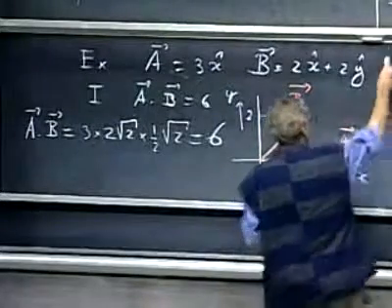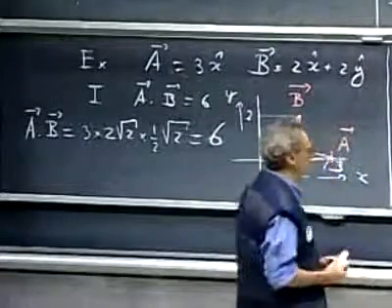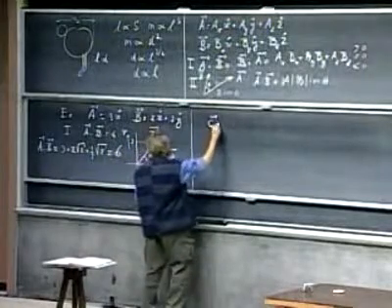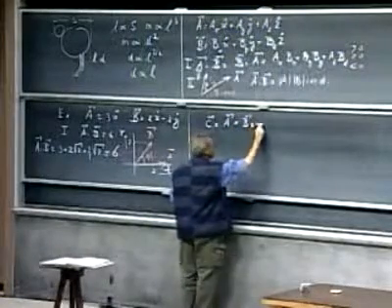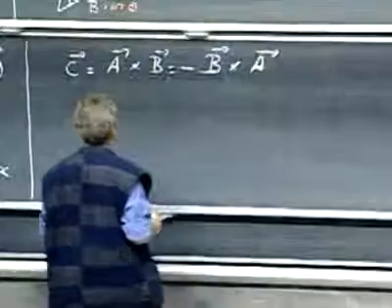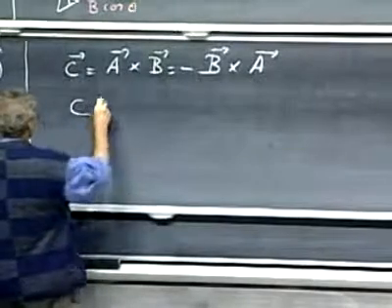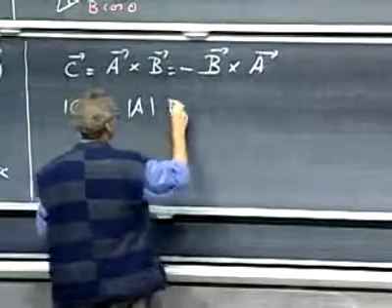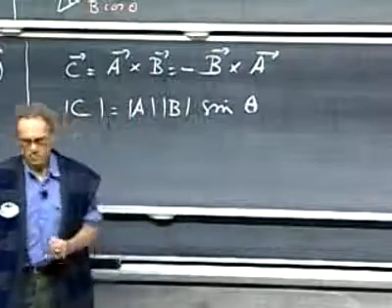On cross products, I don't want to go through the formalism of cross products the way we did that with the determinant. I just want to remind you that if you have a cross product of two vectors, that is minus B cross A, and that the magnitude of C is the length of A times the length of B times the sine of the angle between them.